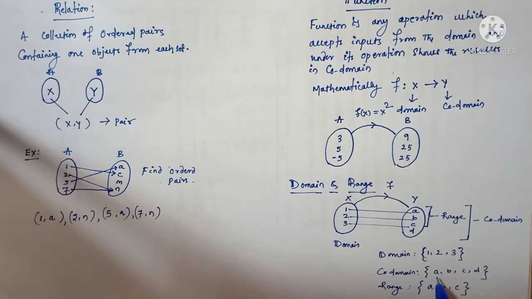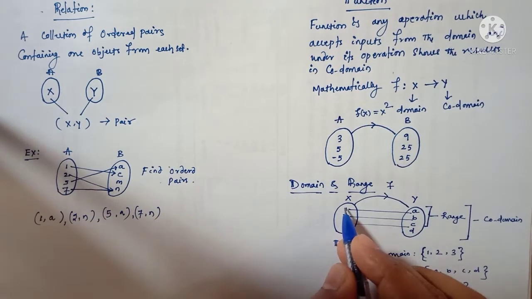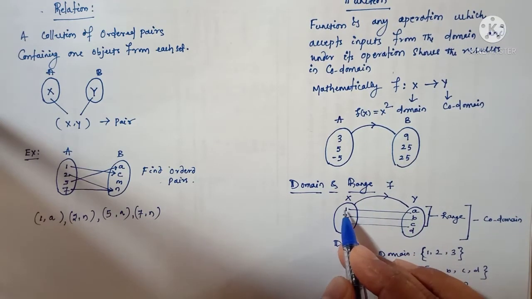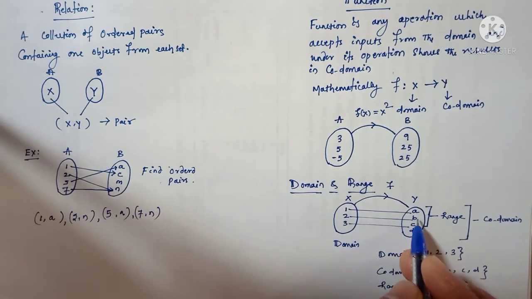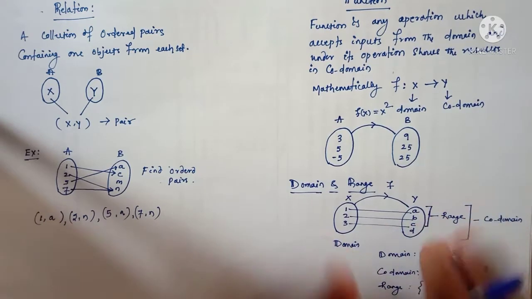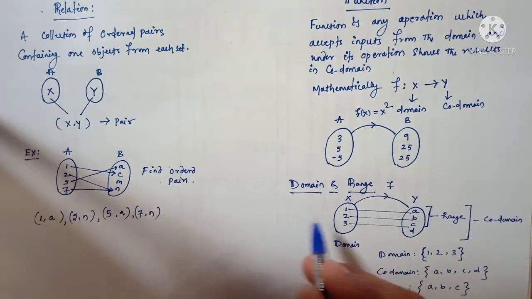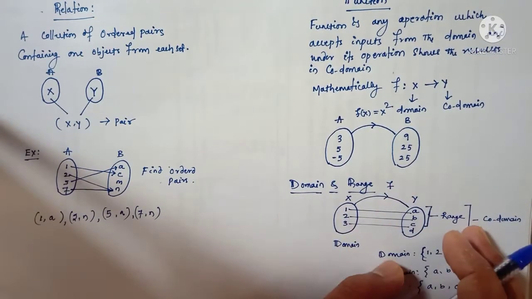That means the codomain is a, b, c, d, and the domain is 1, 2, 3, and the range will be the image part, all the images from the set X, that is 1 has a, 2 has b, 3 has c. So that will be the range of the given function. Okay, so these are the basic things about domain and range.